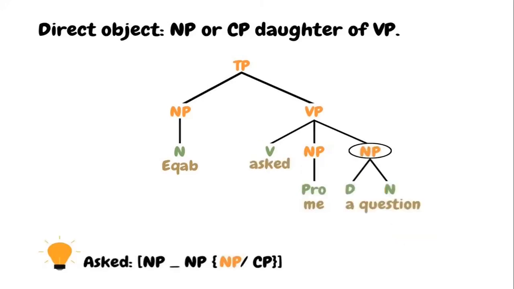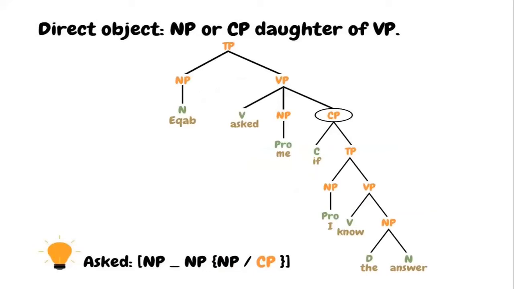Now, what if we have a verb like ask that has the feature NP underscore NP, either NP or CP? In this case, guys, the second NP must be a direct object. So here, me is the first NP, and a question, the constituent a question, is the second NP, and that is the direct object. And guys, we want to apply it to the CP. So here, Agab asked me if I know the answer. Here, the entire CP functions as a direct object.